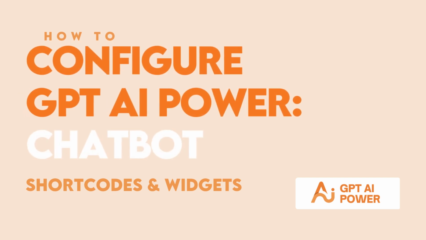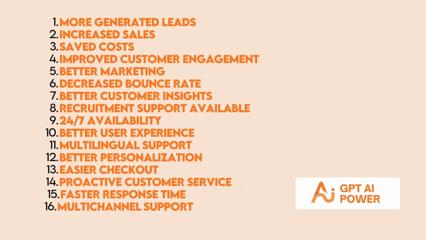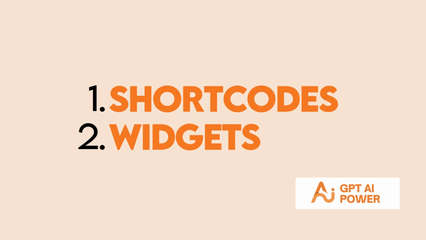One of GPT AI Power's most popular features is the ChatGPT chatbot feature. This is great for lead generation, closing clients, reducing bounce rates, and many more important elements. There are two ways to do this. We can create a chatbot shortcode or a chatbot widget.